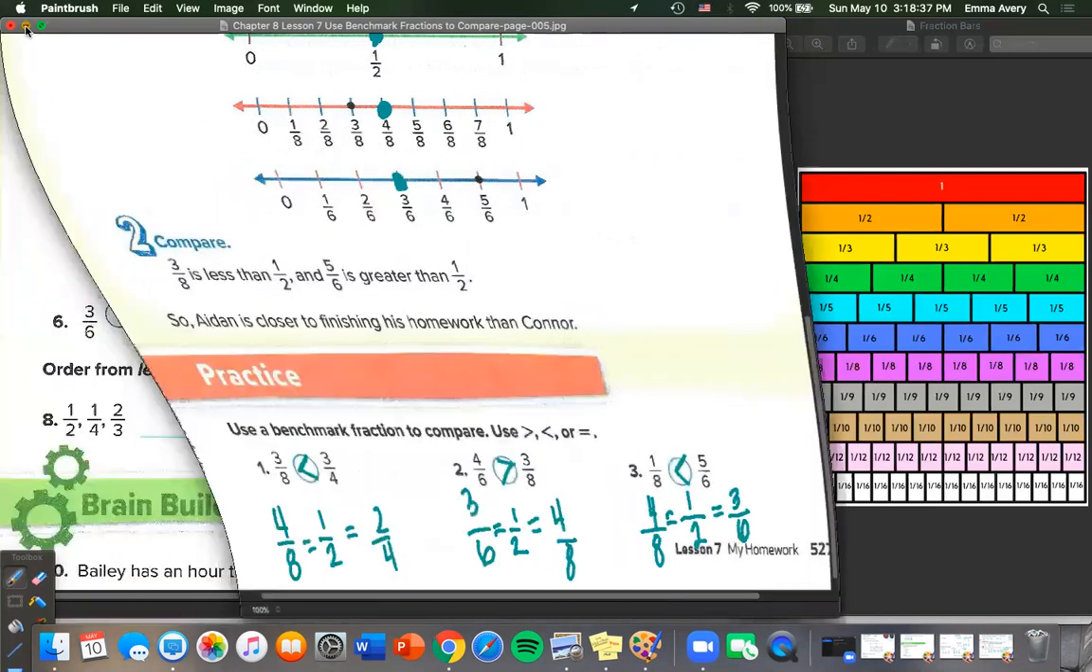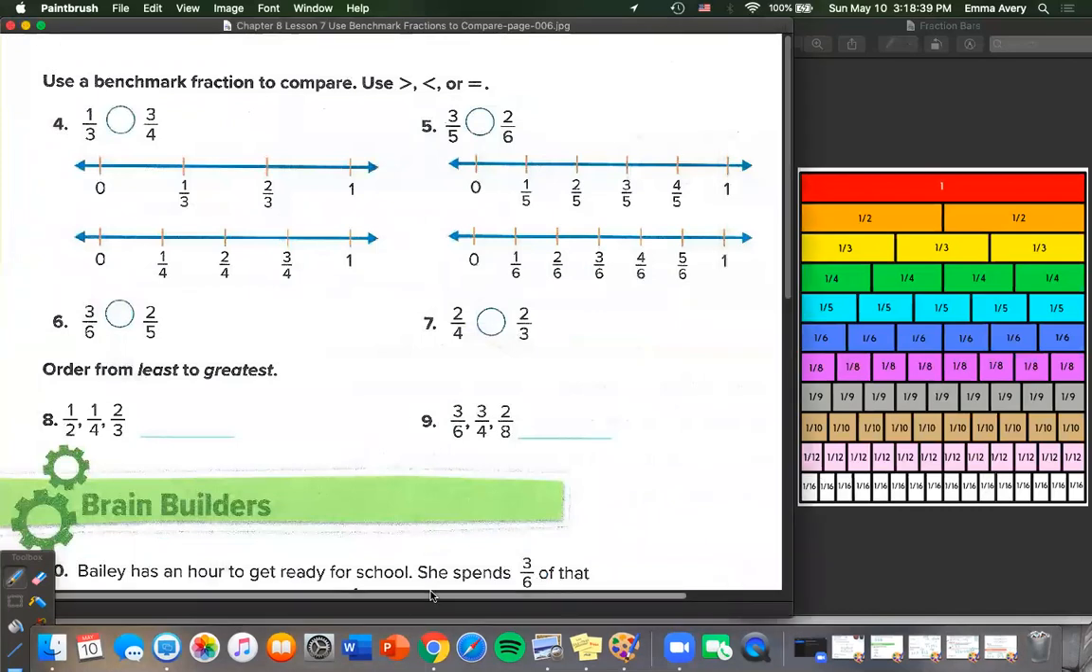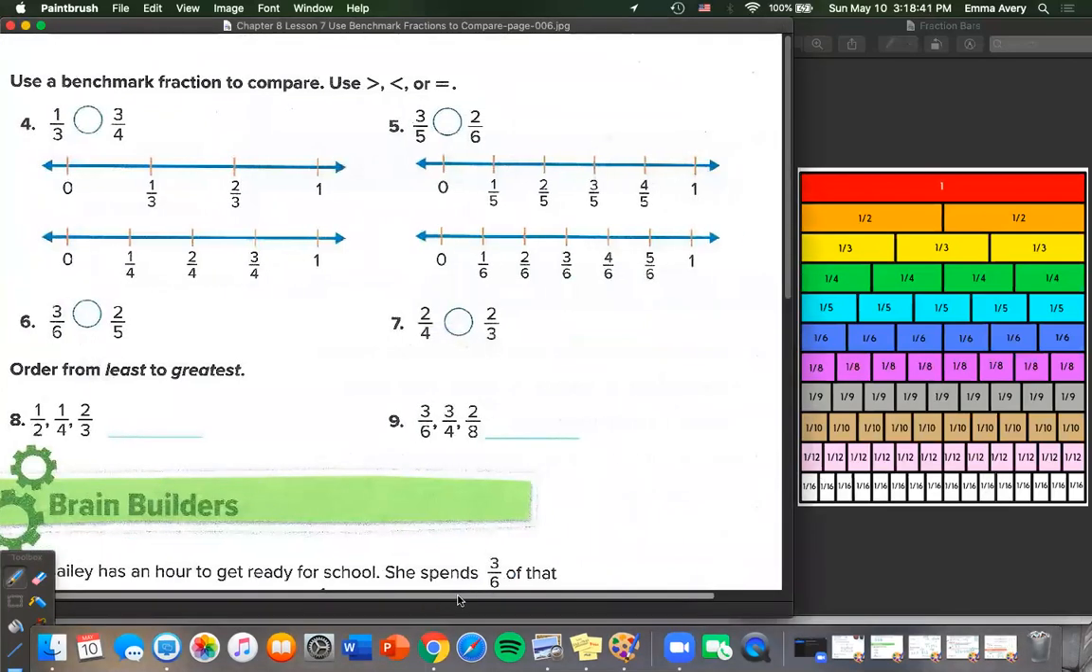On to the last page. So we're going to use benchmark fractions to compare. So we have 1/3 and 3/4. This one we can easily see 3/4 is greater than 1/3. Okay, 3/5 and 2/6. Well, which one is greater? 3/5 is greater than 2/6.